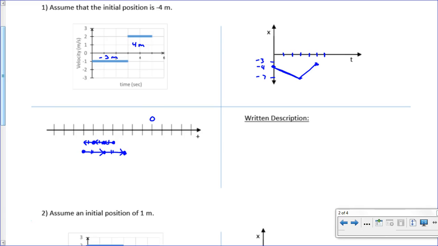Okay, for the written description, it's pretty long, but you start with the initial position. The initial position is -4, and then we say that it travels with a velocity of -1 meter per second for 3 seconds, and then it abruptly changes direction and travels with a velocity of +2 meters per second for 2 seconds. You can get all of that directly off the velocity versus time graph.